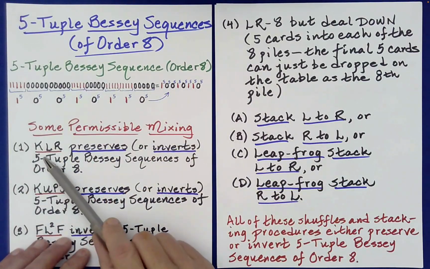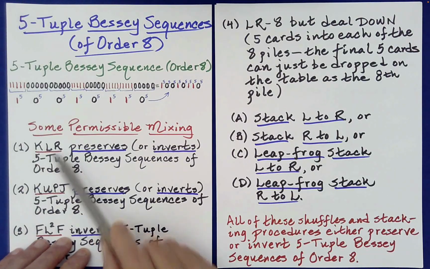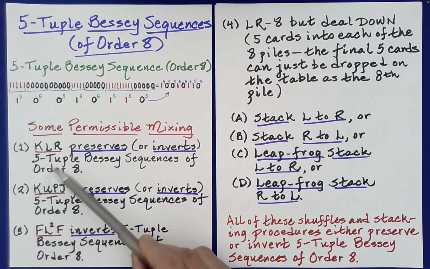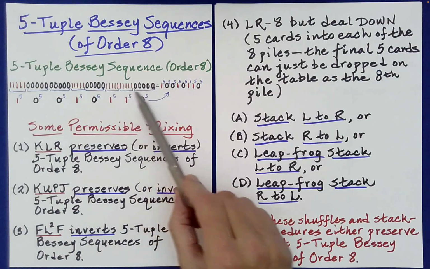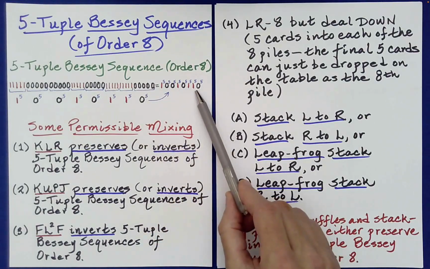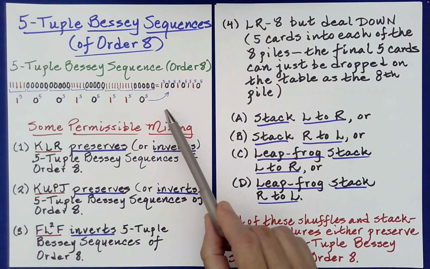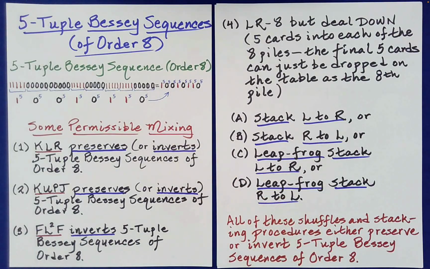The one I used was a Klondike shuffle followed by an LR shuffle. Now this will either preserve this exact structure type or possibly invert it. Inverting it means zeros and ones switch places. That's all that means. So you can do a KLR. You can also do a Klondike followed by an up jog, even or odd up jog with random stacking. That would be fine.